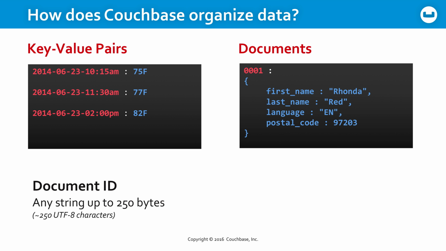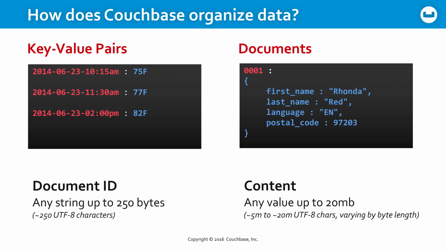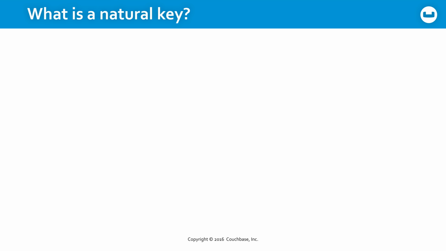document ID. The document ID itself can be any string value up to 250 bytes, which would be about 250 UTF-8 characters. Now, the content of the document itself is any value up to 20 megabytes. That's going to be around 5 to 20 million UTF-8 characters, depending on the byte length of the characters that you're encoding. Now, you can use natural keys for your documents.